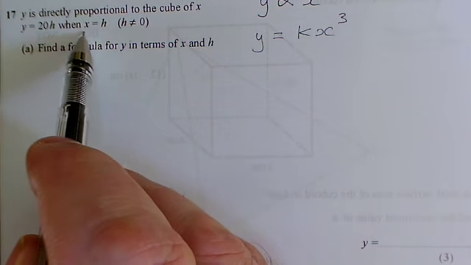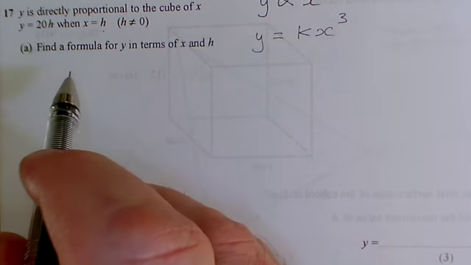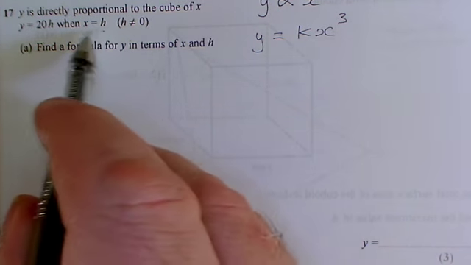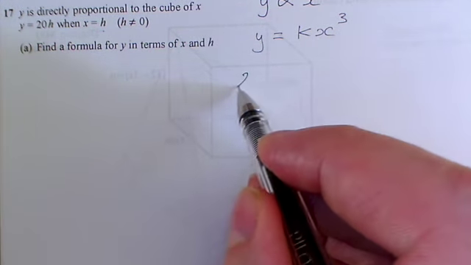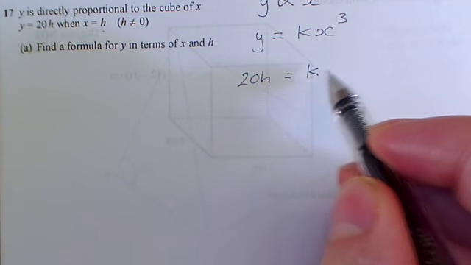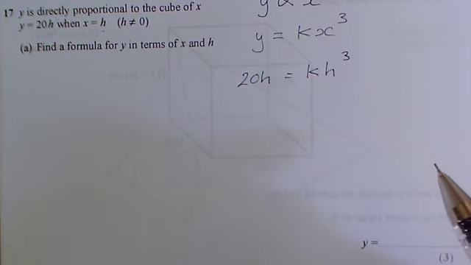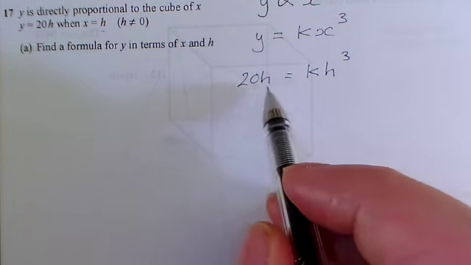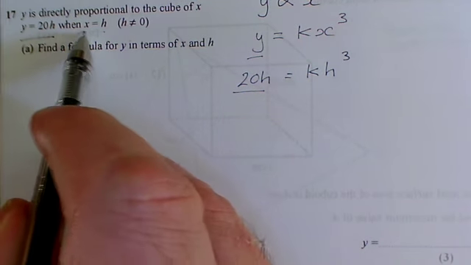Now it says that y, in this particular case, is equal to 20h. So I'm going to replace my y with 20h, and I'm going to replace the x with h. And we're told also that h can't be equal to 0. So there's my y, I'm writing it now as 20h, and I'm replacing the x with h, so there we have it. Now in this case I can divide both sides by h, because h can't be 0.